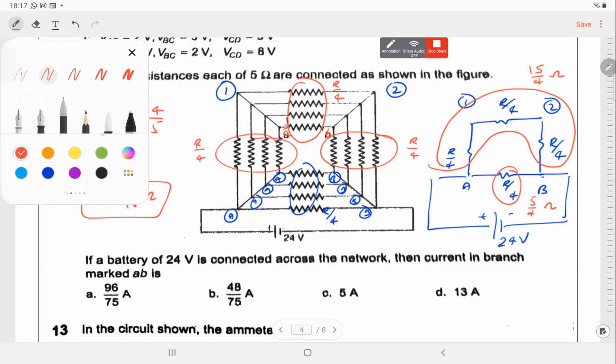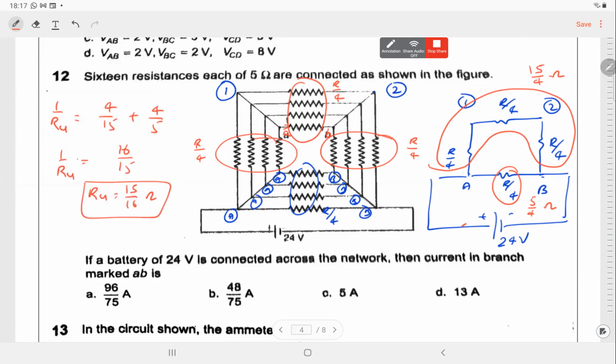From this we can find the current, and then current we need to distribute. How will we distribute? So I suppose current is getting divided into these two branches, I1 and I2. Current is always inversely proportional to the resistance. Therefore, I1 total resistance is 15 by 4. I2, the total resistance in that branch is 5 by 4.